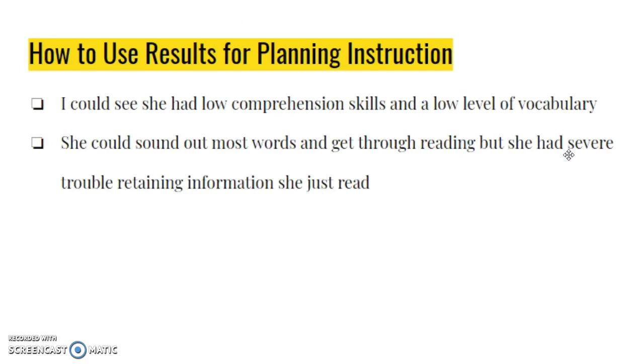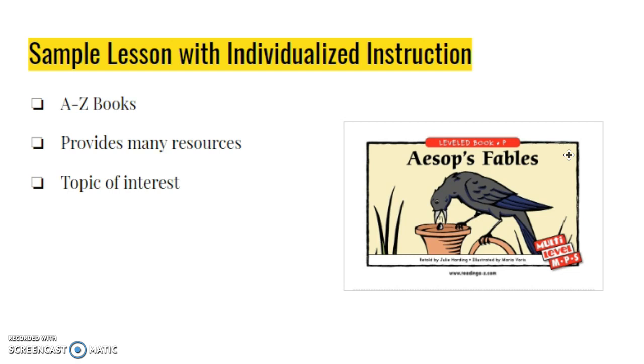So basically, I could see that she had really low comprehension skills and a low level of vocabulary. She was able to get through the passages and finish them, but she had a lot of trouble retaining information she just read. She would read it and then instantly forget or wouldn't be able to apply it to any actual questions. So something you can do with these results is make individualized instruction.